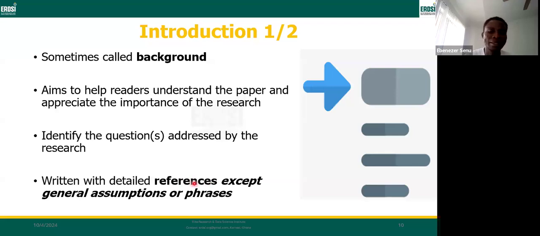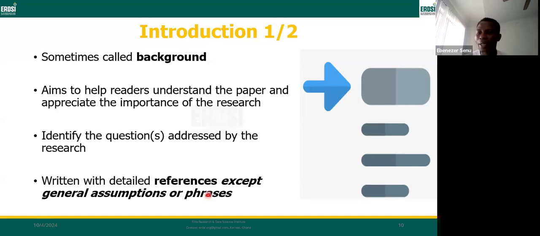That is why you have to reference it. You cannot write any content without reference, except general assumptions or phrases. There are some statements that are general, and for those we don't need references. So it means that we have to know how to use reference managers. The most common is EndNote, and I don't know whether I'll be able to demonstrate EndNote today. You learn them because there's referencing in the outline, which someone is going to teach you how to do.